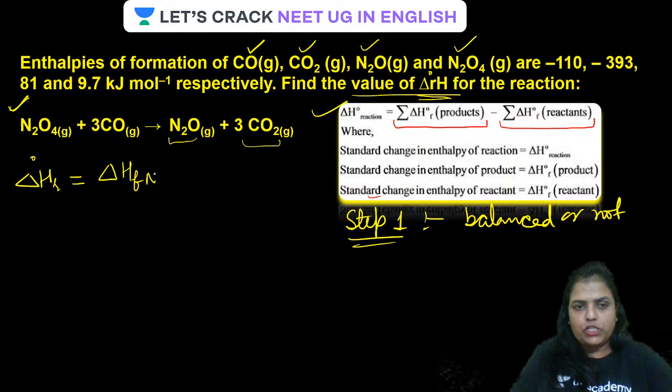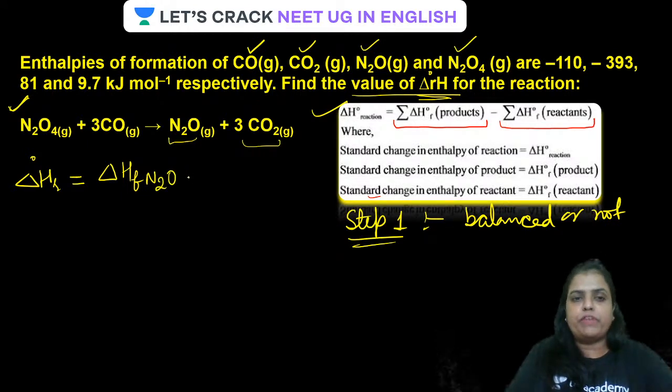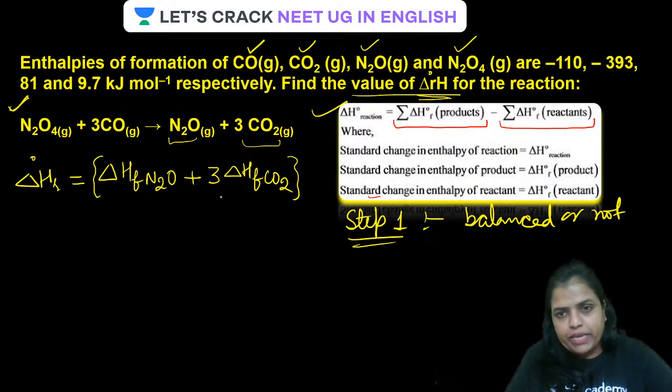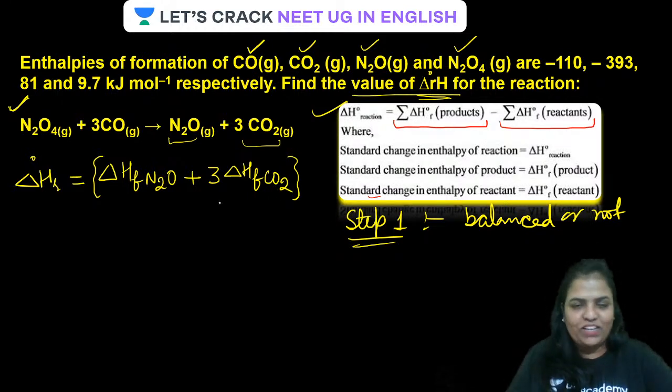enthalpy of formation of 1 mole of N2O plus 3 into the enthalpy of formation of CO2, that is the enthalpy of formation for 3 moles, as 3 moles of CO2 are being formed on the product side. So this together is giving you the sum of standard enthalpies of the products. All clear?